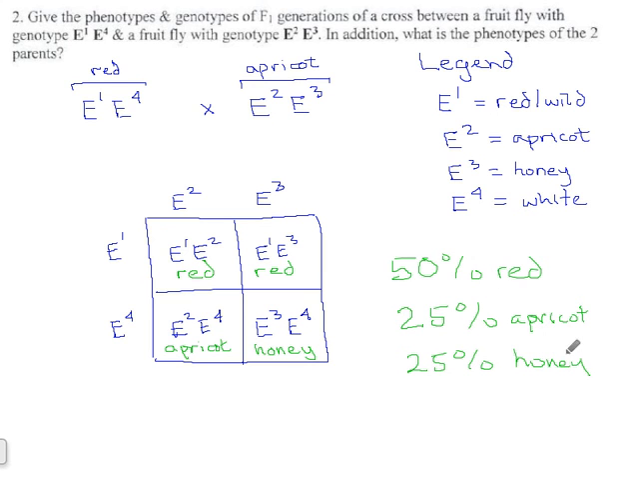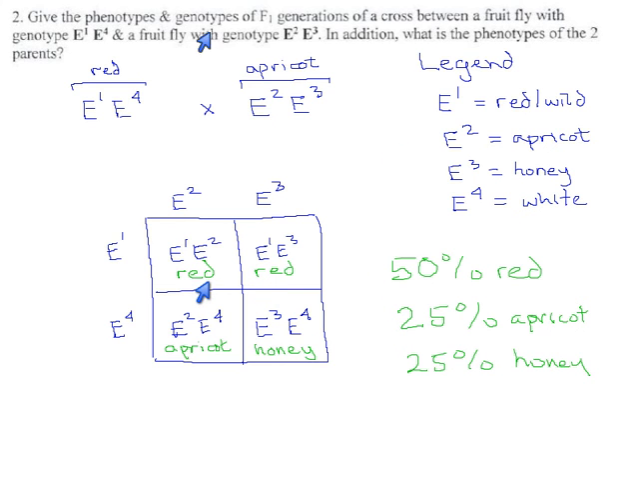Now, these two reds are genetically different. One of them is E1, E2, one is E1, E3, but you won't be able to tell just looking at them. You'll just see red eyes, and that's all the information you'll have probably until these flies produce offspring of their own.